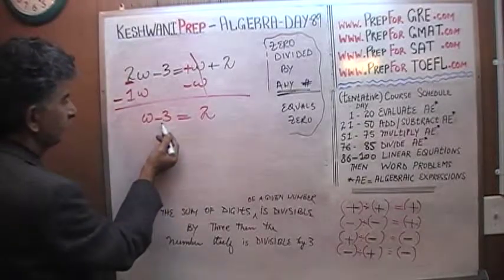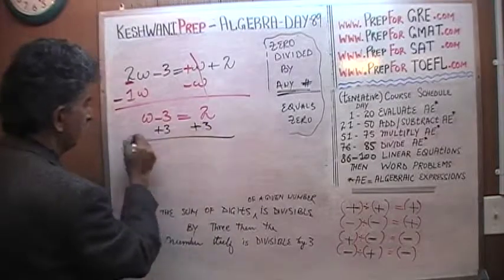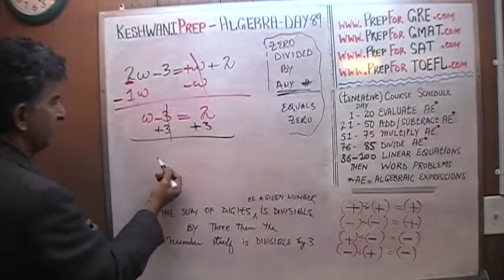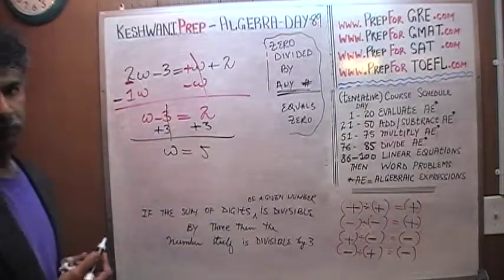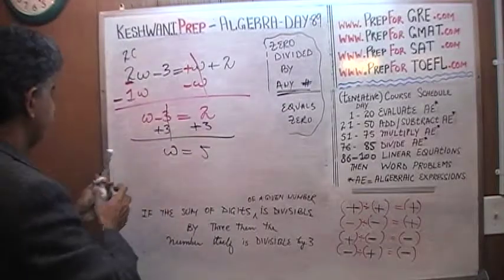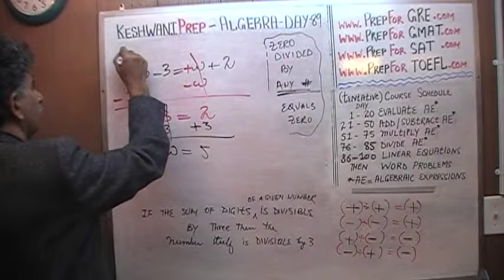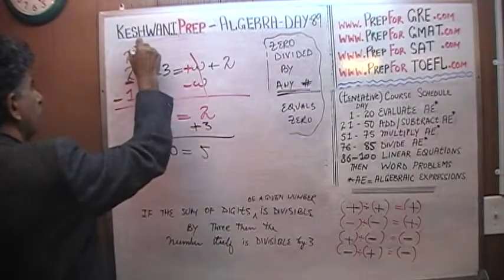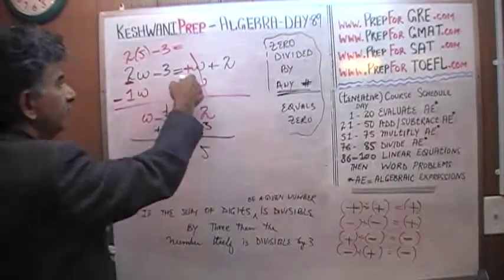We need to get rid of this 3 by adding positive 3 to both sides. Positive 3 and negative 3 cancel each other out. And w equals 2 plus 3, which is 5. We need to verify it. 2 times 5 is 10, minus a 3 is 7. This side better be 7.